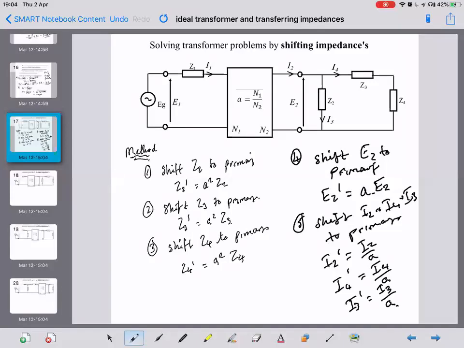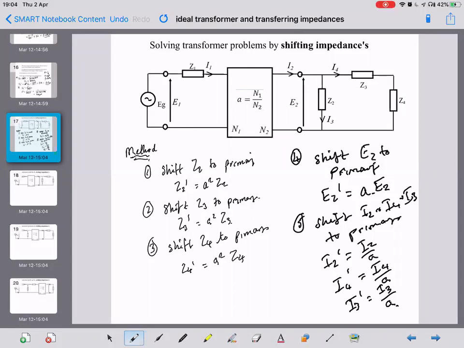Right. As I'll put on the right-hand side of the page here, you can also shift E2 to the primary to get E2 dash, and shift the three currents, I2, I3 and I4 to the primary to get I2 dash, I4 dash and I3 dash. So overall, any values that you know or don't know can all be shifted from the secondary side to the primary side of the transformer using those formulas we used earlier and the transformer ratio.